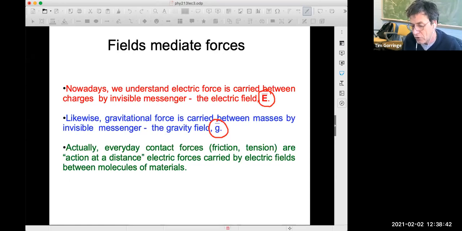So if you slide a book across a desk, the atoms and molecules of the book and the atoms and molecules of the desk experience electrical forces that are transmitted by electrical fields. If you pull on a rope or a cable, the atoms and molecules of you and the atoms and molecules of the rope or the cable experience electrical forces that are transmitted by electrical fields. So at its heart, the friction force is an electrical force, an action at a distance force. At its heart, the tension force is an electrical force, an action at a distance force.